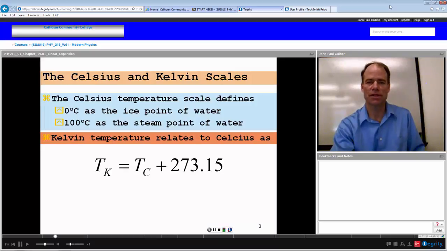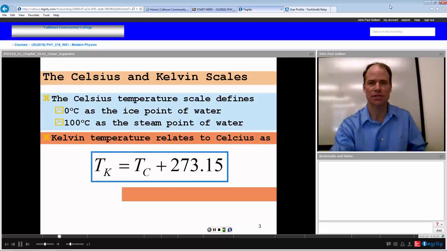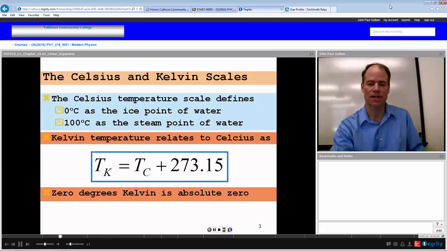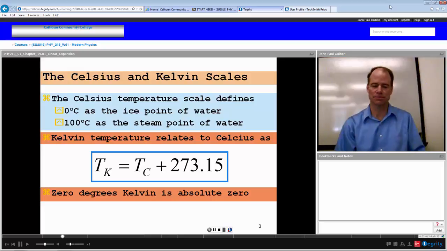The Kelvin temperature relates to the Celsius temperature. Temperature in Kelvin is the Celsius temperature plus 273.15. This allows us to establish the Kelvin temperature as starting at absolute 0. So 0 on the Kelvin scale is actually 0 absolute.